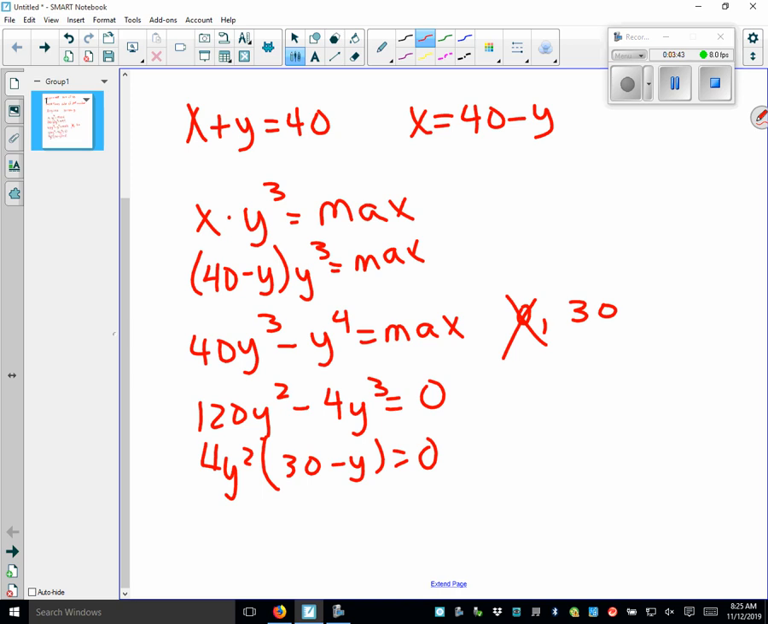What if it asks for the maximum product? Would it be... What is y? 30. So would it be 10 times 30 cubed? Which would be 270,000? Right? Yes. And what would that be labeled as? 270,000. It's a number. It asks for a number, so it's not labeled.